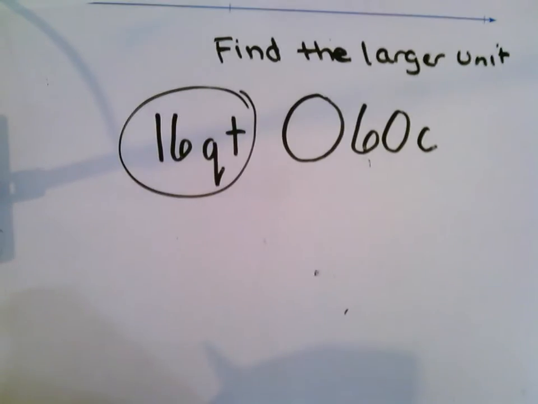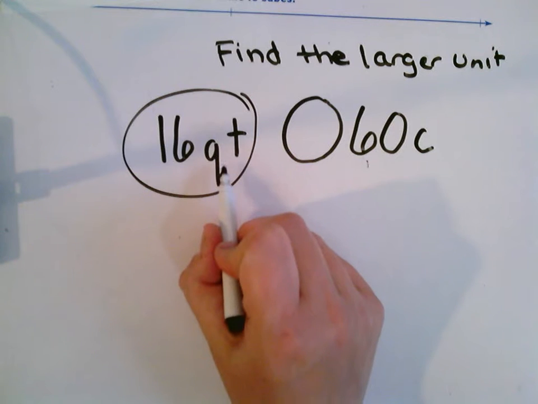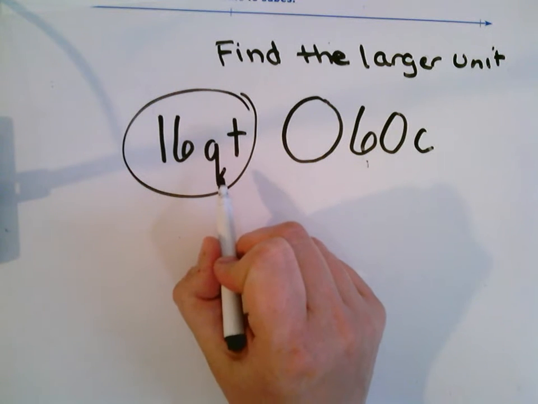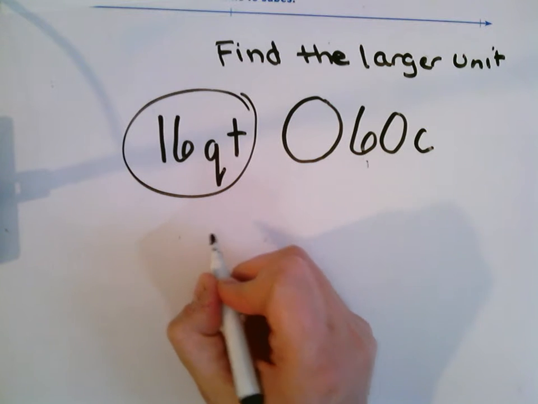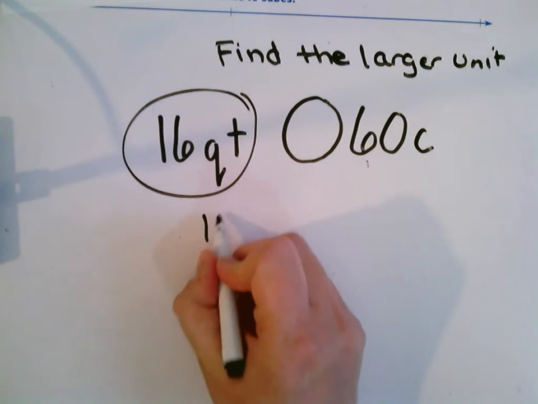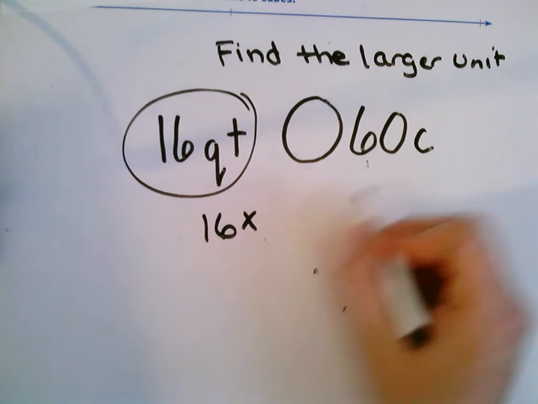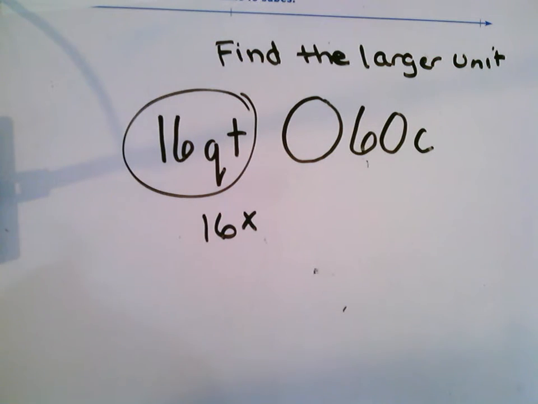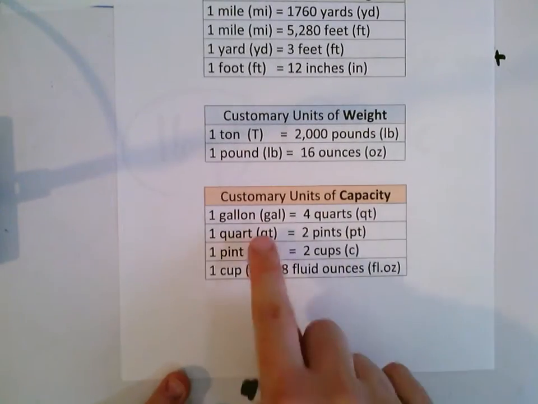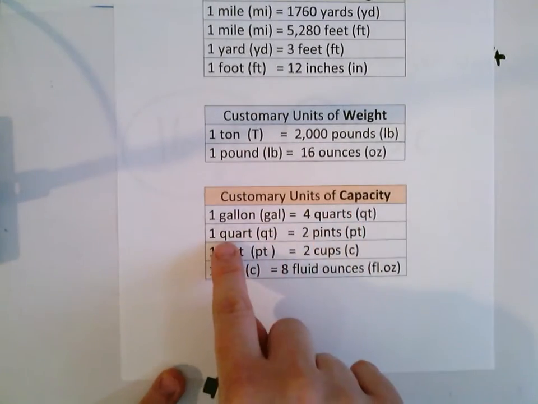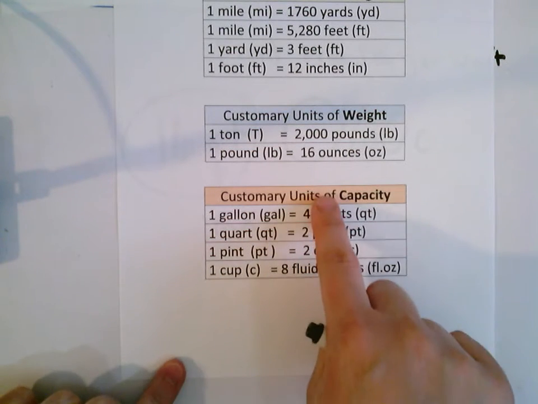I like to circle the larger measurement. It's not the larger number, but it's a larger measurement. Quarts are larger than cups. So I'm going to be multiplying the amount of quarts I have times a number to find out how many cups. So let's use our conversion chart to help us see what I need to multiply by. I have quarts over here, but on my chart it has where it's equal to pints. So I want to find cups over here.